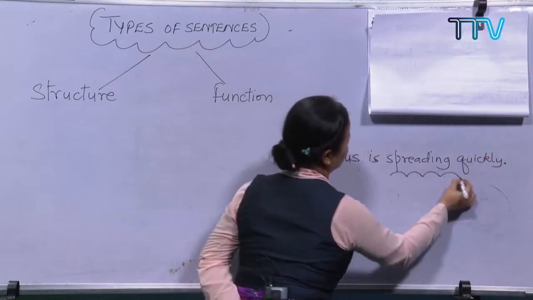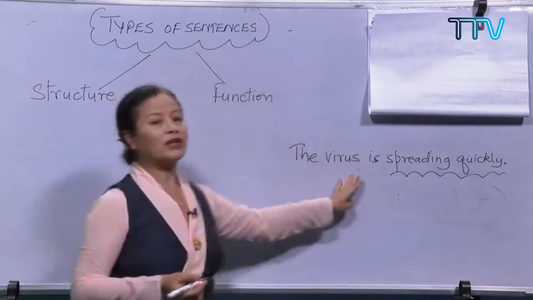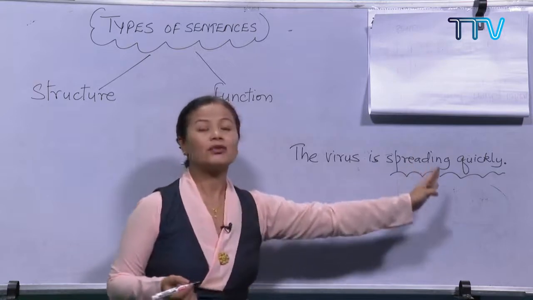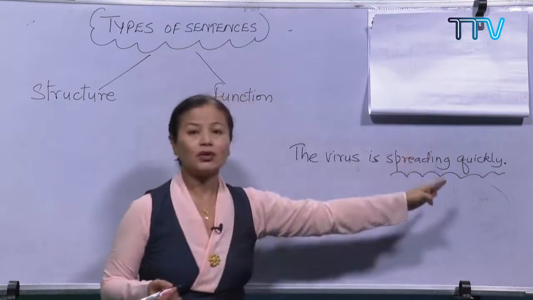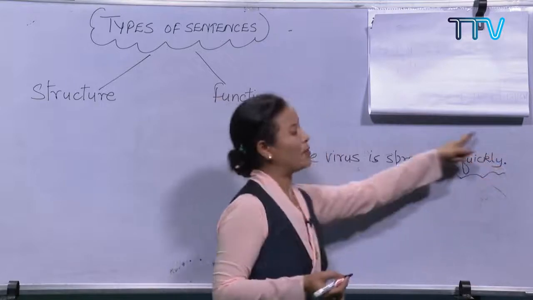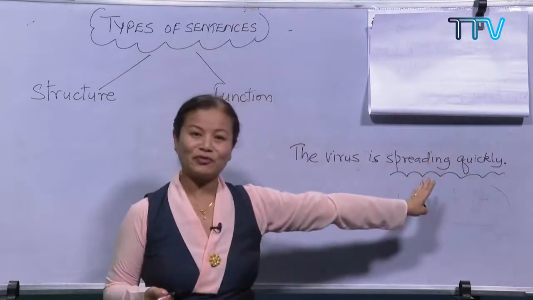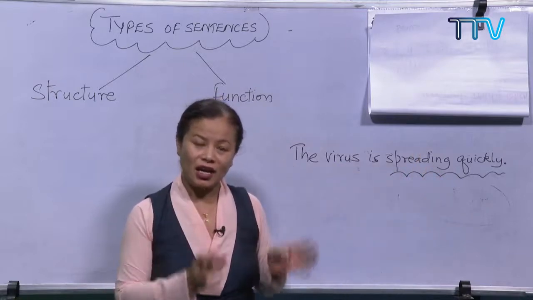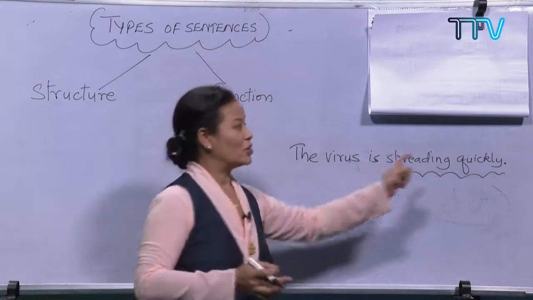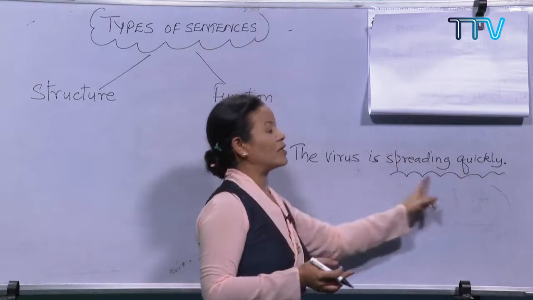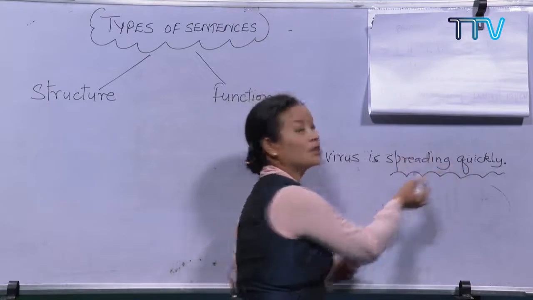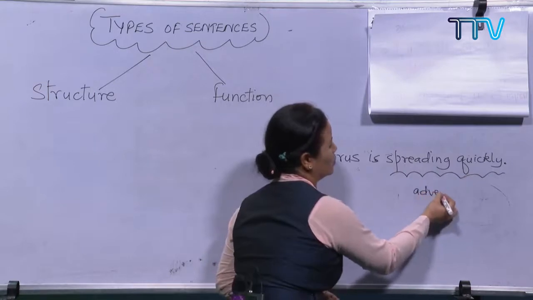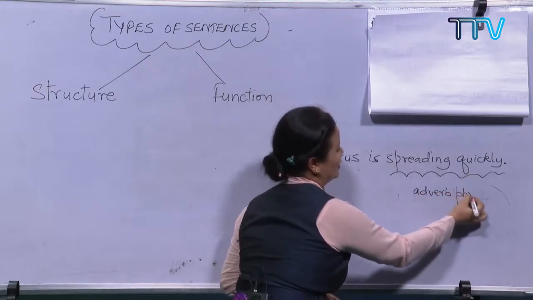The virus is spreading quickly. I have underlined spreading quickly. This is the phrase, and it shows the manner. You all know the function of an adverb, isn't it? I had already told you about the different parts of speech, and adverb is one of them. So it shows the manner. The virus is spreading quickly, and quickly is modifying spreading. So this is an adverb phrase.